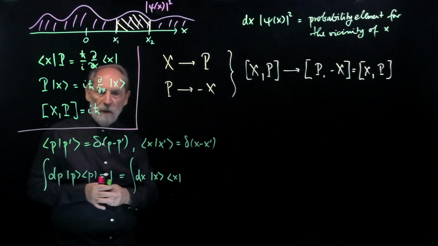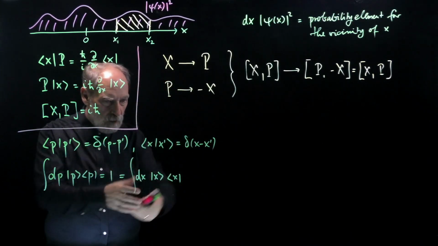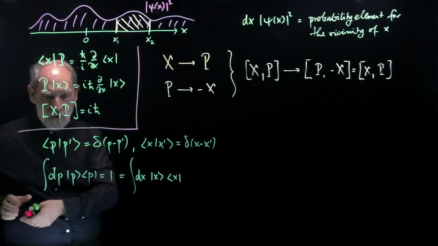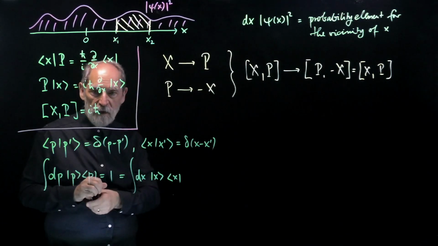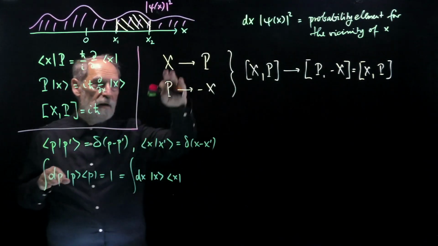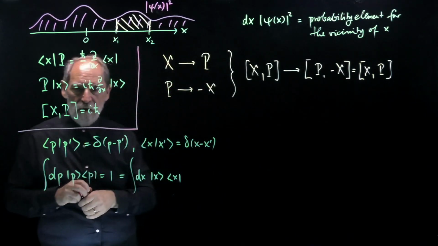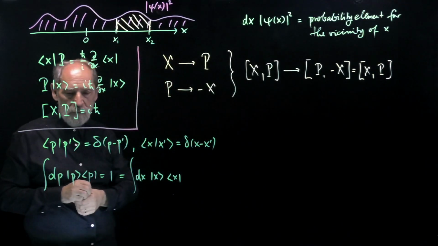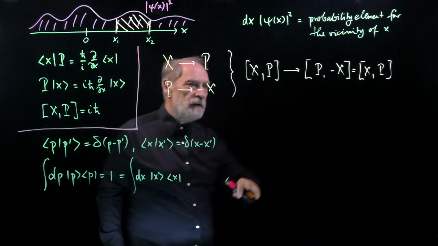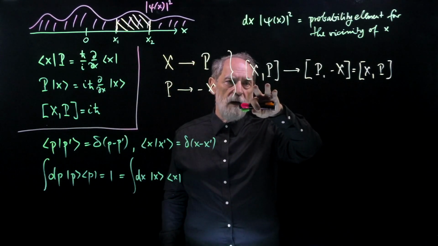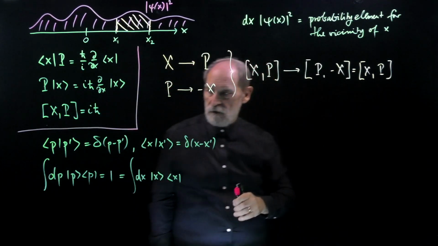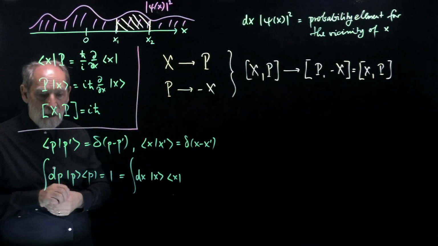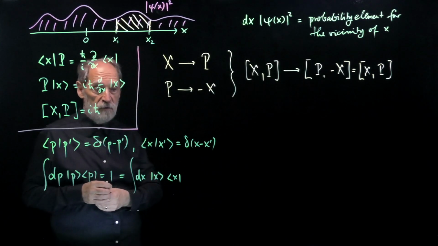So what we can say about position bras, position kets, the same must be true for momentum bras and for momentum kets, because the algebra of these position and momentum operators are such that we can convert one into the other without doing harm to the commutation relation. So position and momentum have to be on equal footing in this respect.